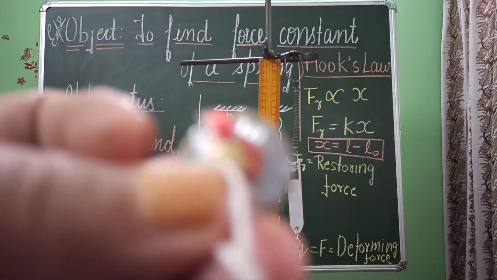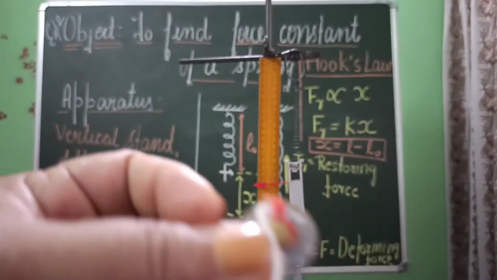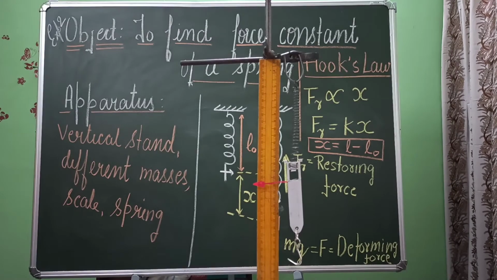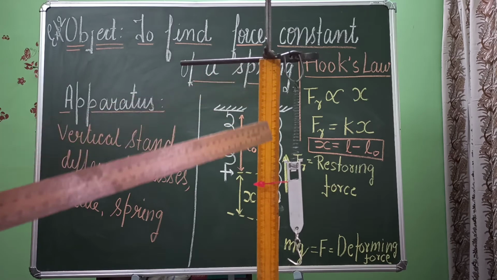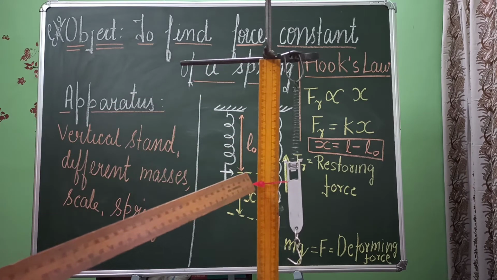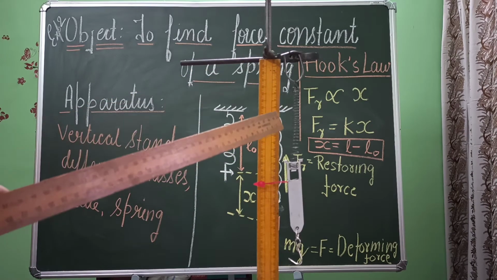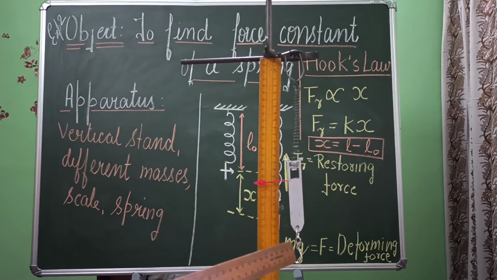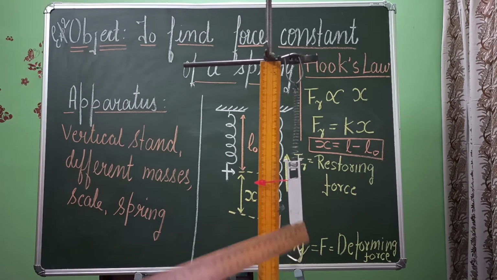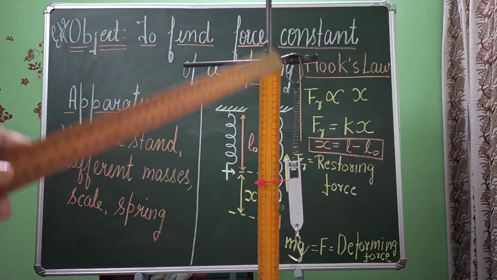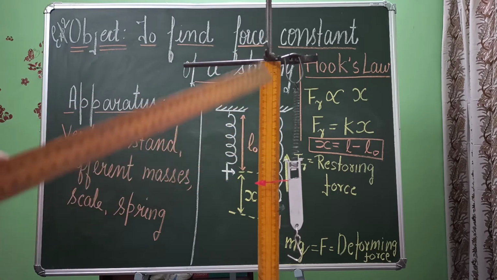We will suspend these weights in combination, and we'll check what is the extension in the spring with the help of this pointer. First we will take the original length of this spring without suspending even a single weight here. This pointer's position will give us the measurement of the original length of this spring.